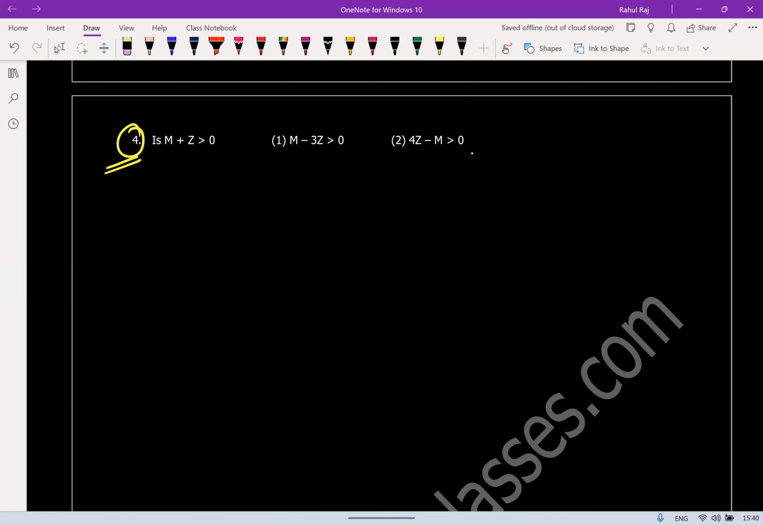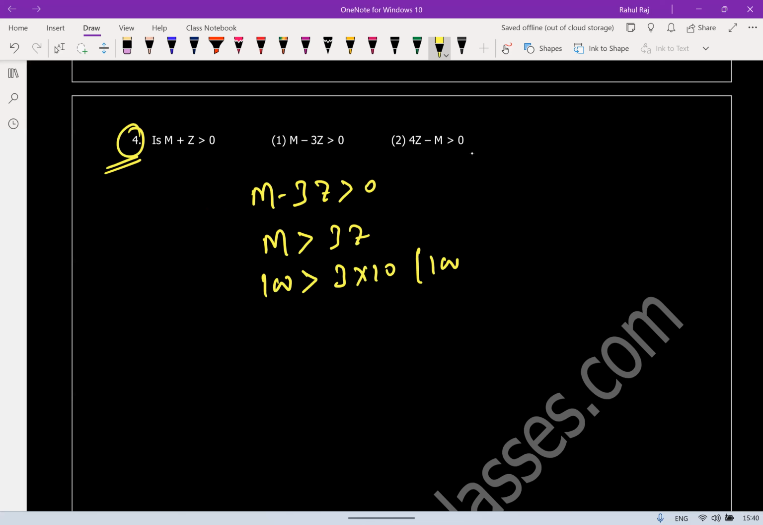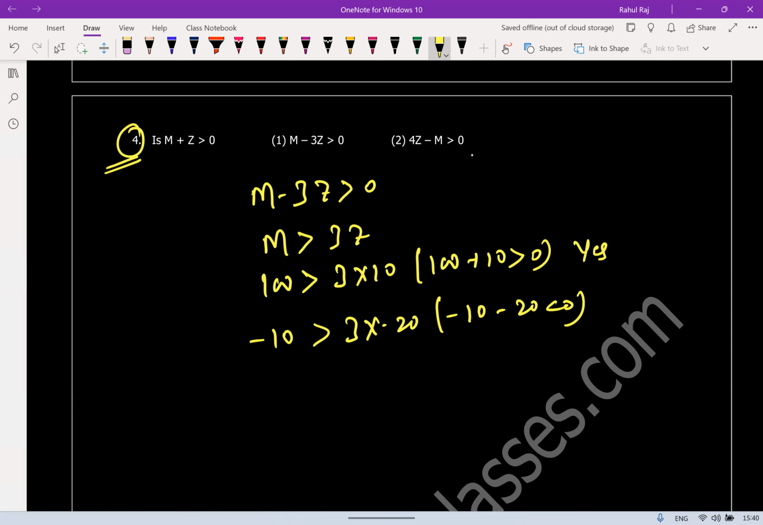Now option number 1 says what? M is greater than 3z. M minus 3z is greater than 0. I can say 100 is greater than 3 cross 10. That is 100 plus 10, m plus z here, is greater than 0. I can also say minus 10 is greater than 3 cross negative 20. But here negative 10 and negative 20 are less than 0. So in one case m plus z is greater than 0, a yes situation. In the other case m plus z is less than 0, a no situation. I can say option number 1 is not sufficient.